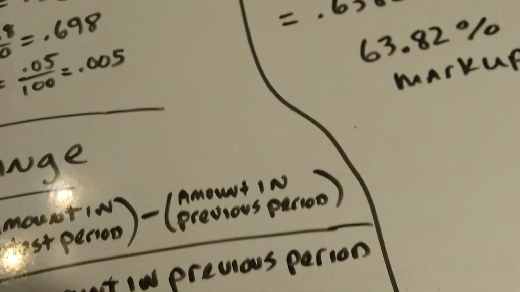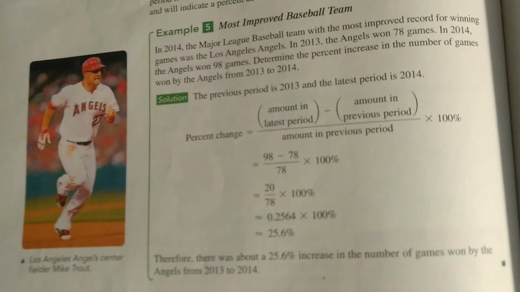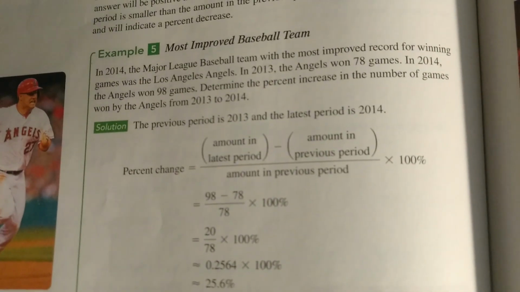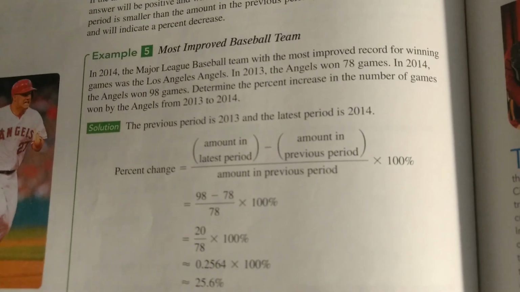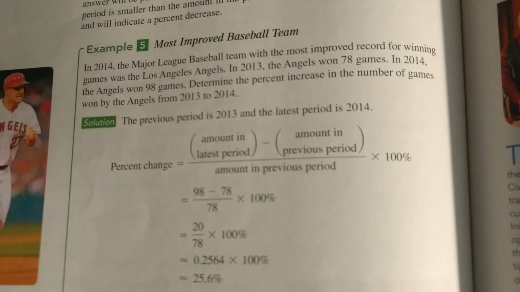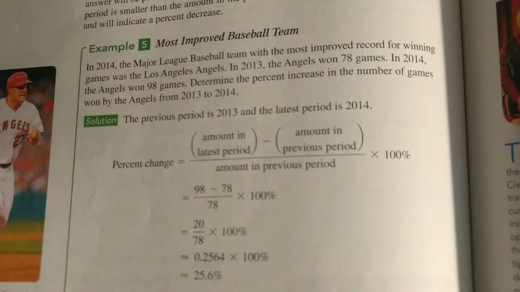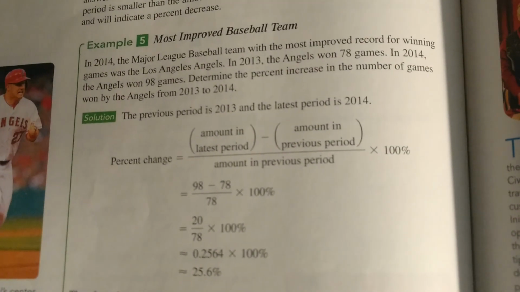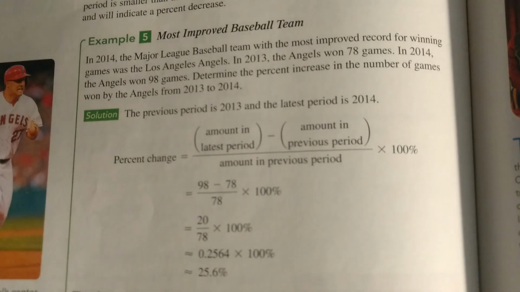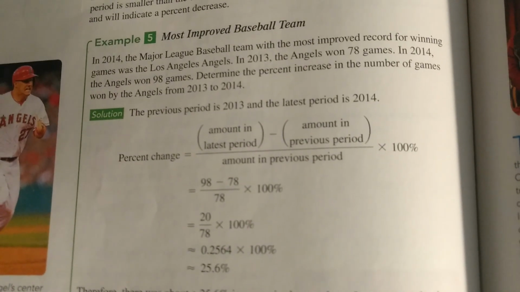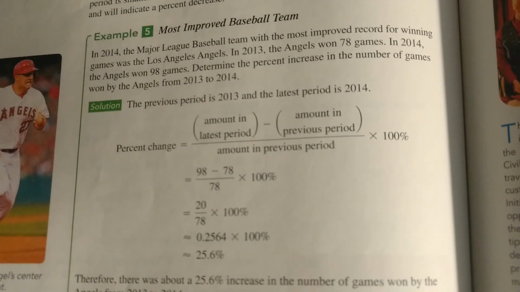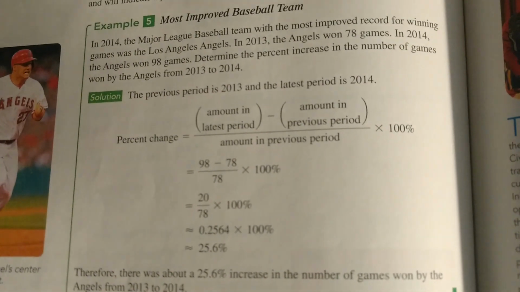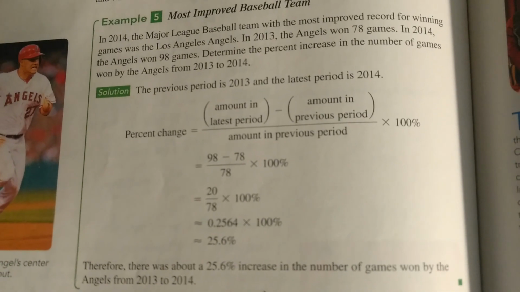All right. Go to example 5 in the book. It says in 2014, the Major League Baseball team with the most improved record for winning games was the Los Angeles Angels. In 2013, the Angels won 78 games. In 2014, the Angels won 98 games. Determine the percent increase in the number of games won by the Angels from 2013 to 2014.